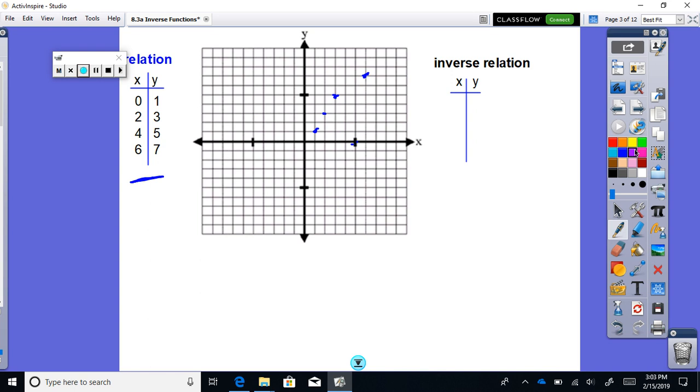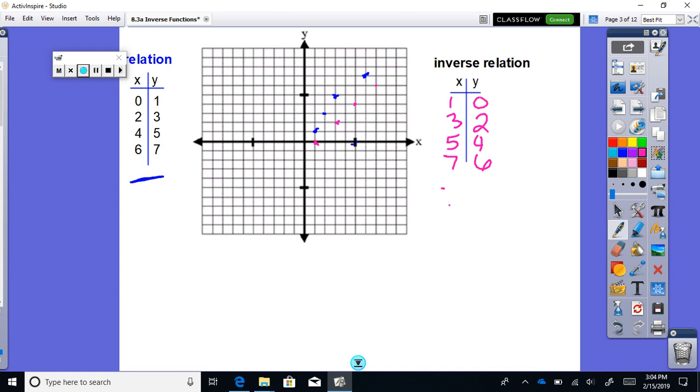So in my inverse function, instead of 0, 1, I'm going to have 1, 0. The x's and y's switch. Instead of 2, 3, I'm going to have 3, 2. Instead of 4, 5, I'm going to have 5, 4. And then instead of 6, 7, I have 7, 6. So it's going to look like this instead. You're going to have 1, 0, 3, 2, 5, 4, and 7, 6.